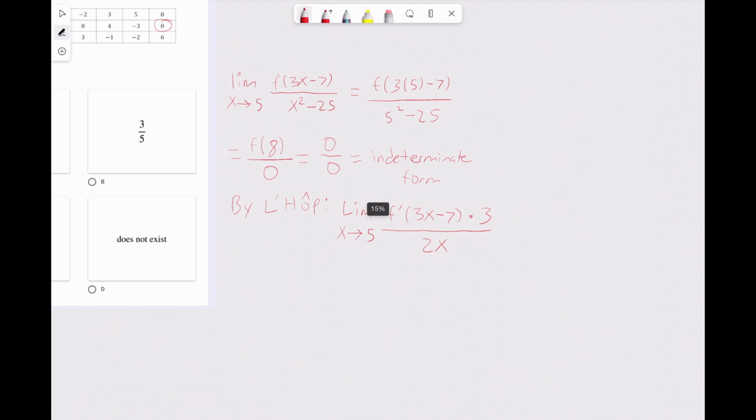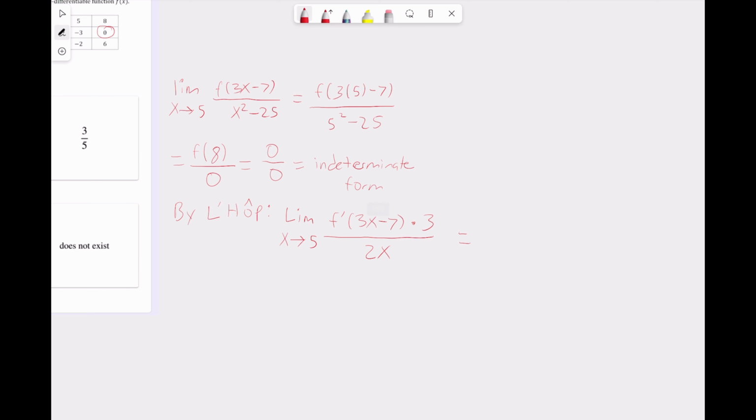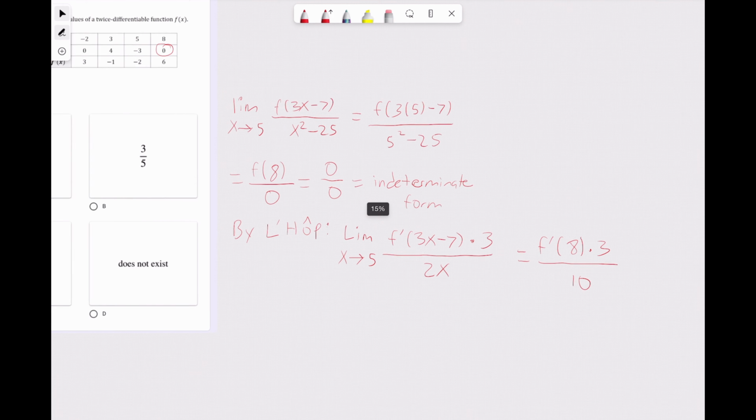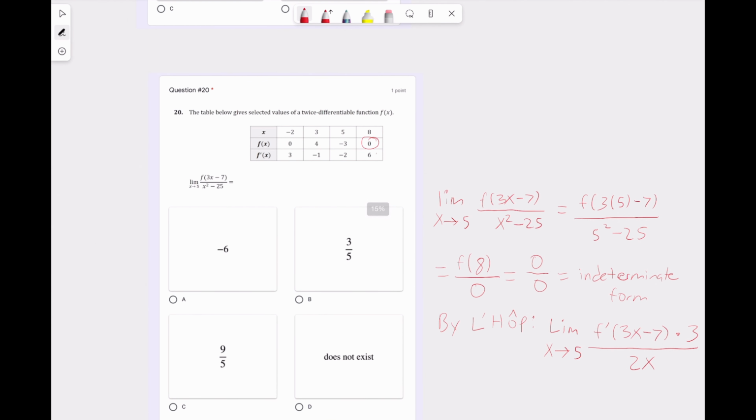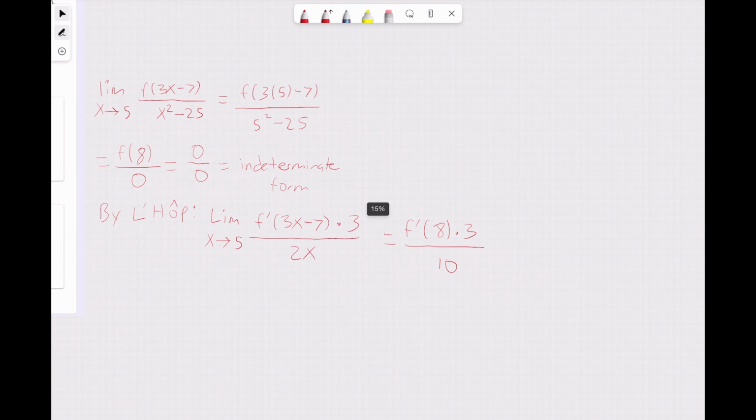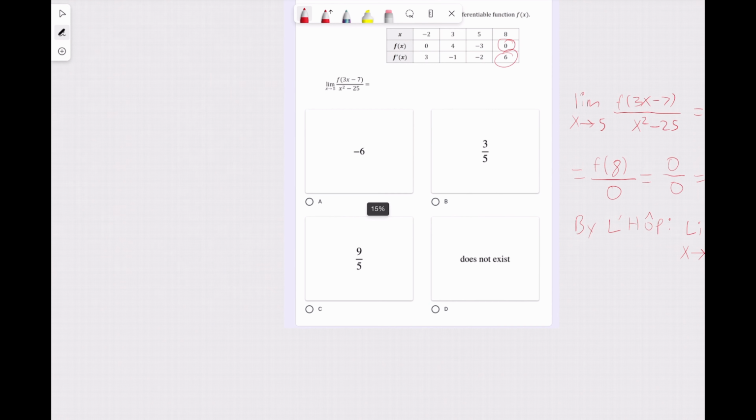Right, and now plug in the 5. I will get f prime of 3 times 5 is 15, minus 7 is 8. So I have f prime of 8, and then times 3 over, and then 2 times 5 is 10. So now we need to find what f prime of 8 is. So let's see. F prime of 8 is 6. So I have 6 times 3 over 10, which is 18 over 10, which is 9 over 5, if I reduce it. So it'll be C.